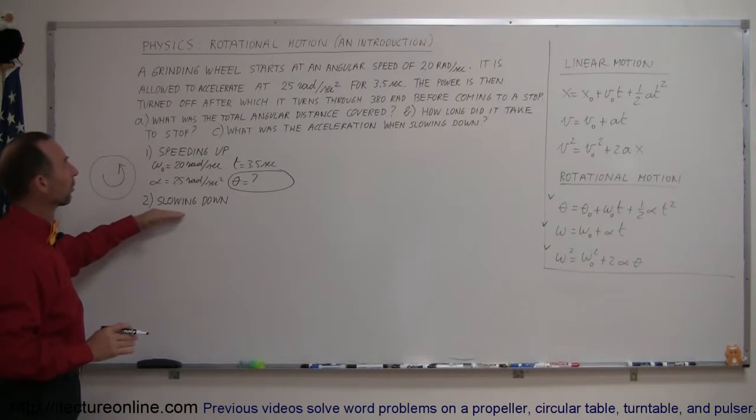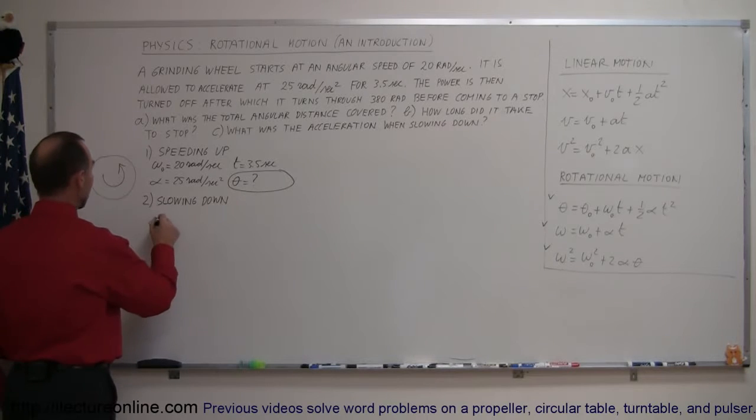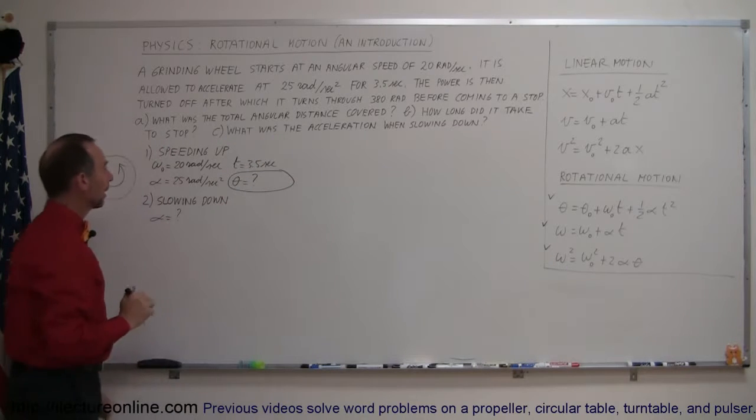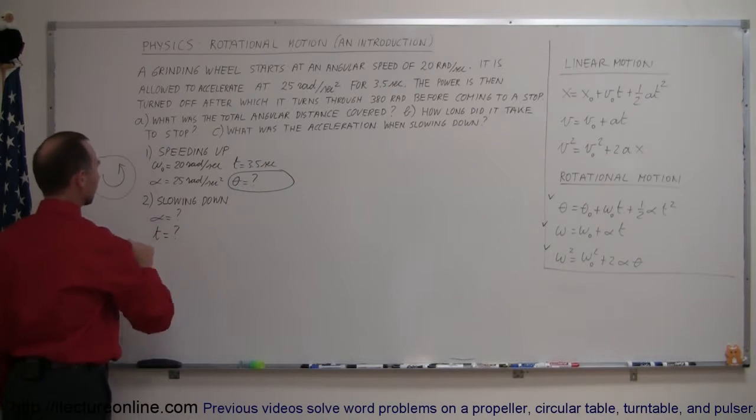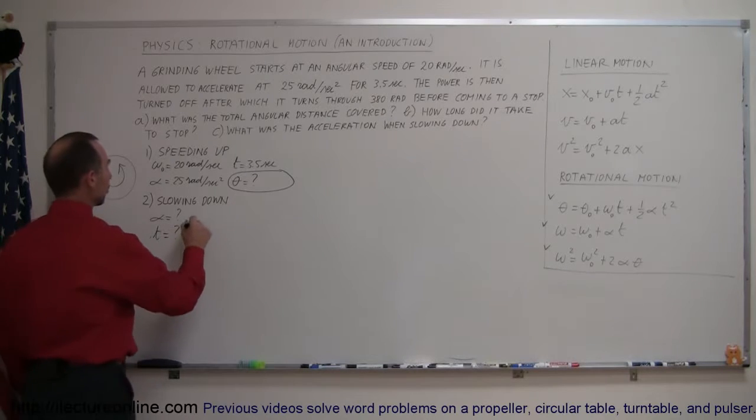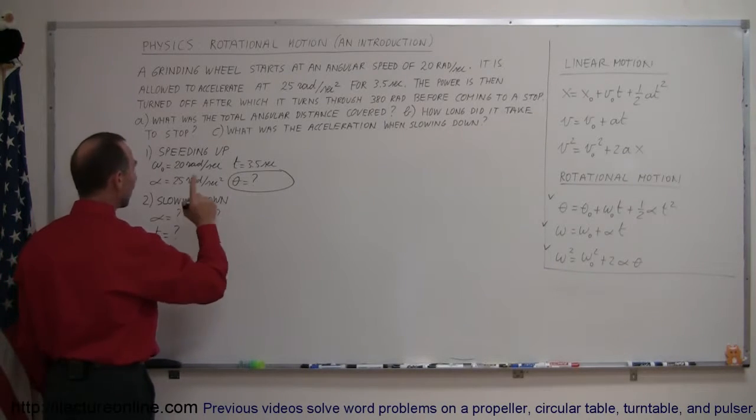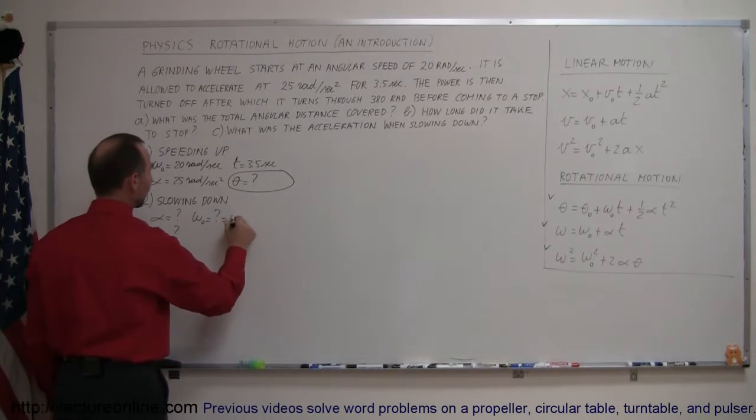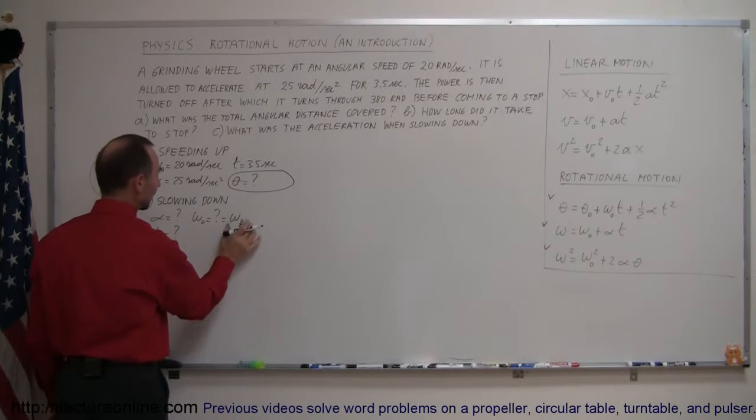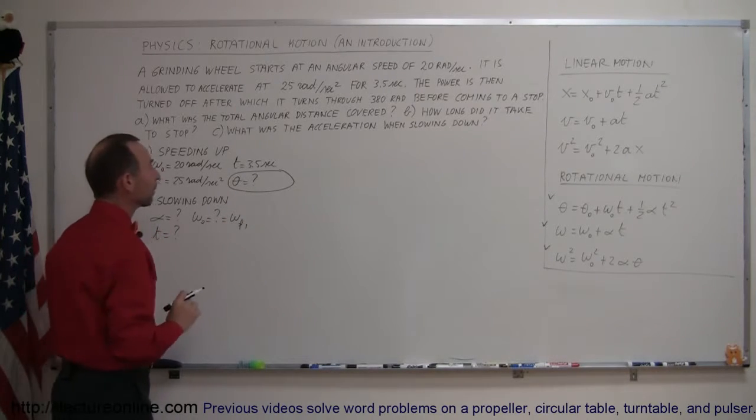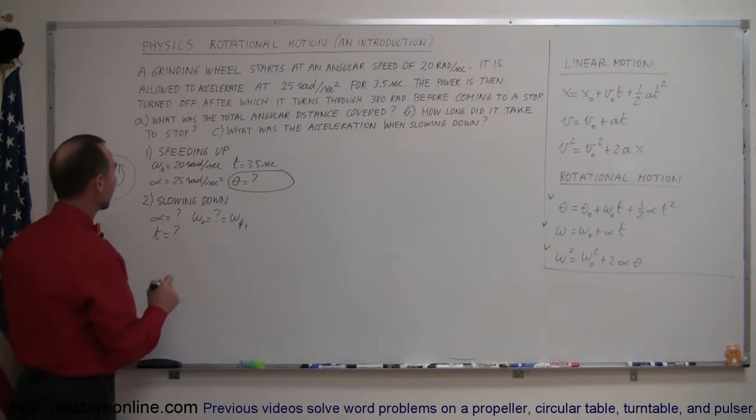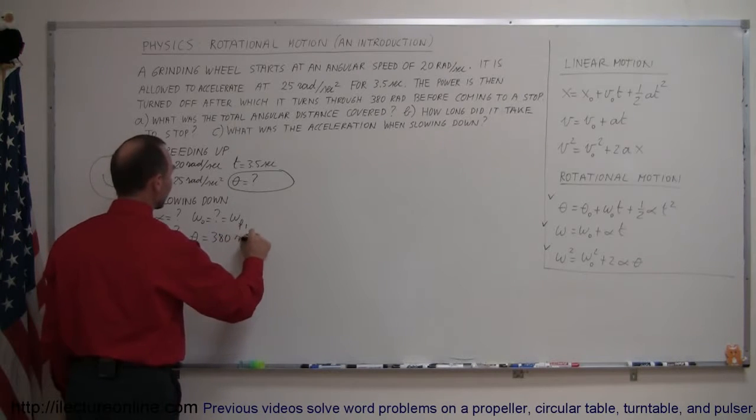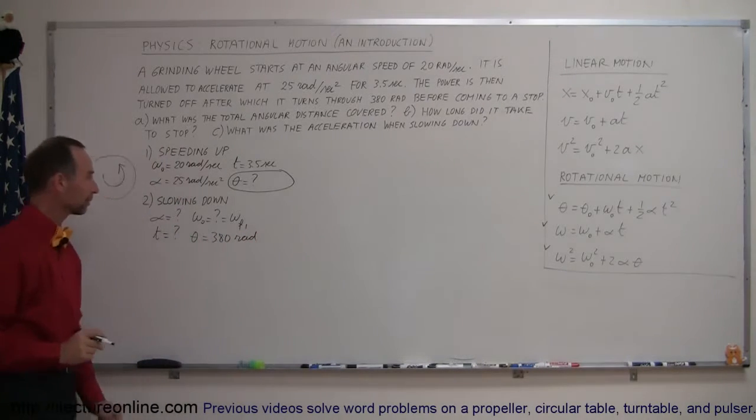For the second part, where we're slowing down, the angular acceleration is not known. I believe that's what they're asking for in part C. The time is not known. The initial omega is not known. However, the initial omega will be the same as the final omega from part 1. So we can say that's equal to omega final from part 1. If we figure that out, we can use that for the initial omega in part 2. And theta is known. The angular distance covered is 380 radians during the slowdown period.